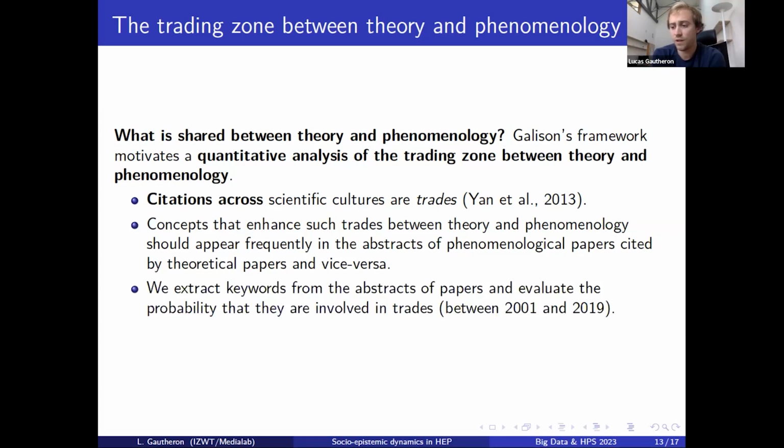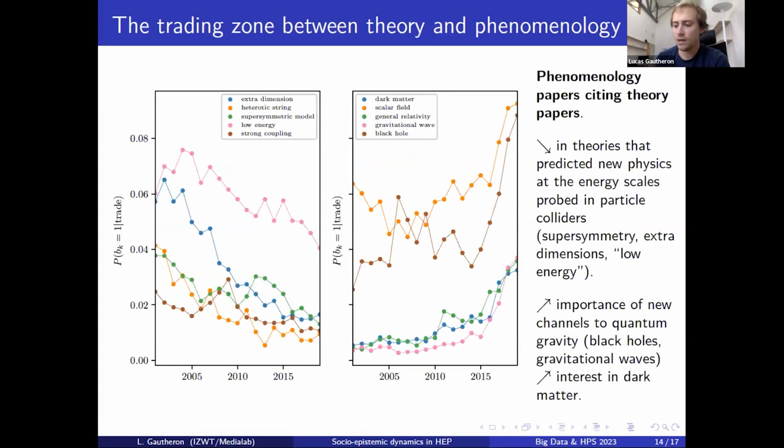And in order to unveil these concepts, we extracted keywords from the abstracts of papers that are involved in such trades between 2001 and 2019. We can start with phenomenological papers citing theoretical papers, and we look at those concepts for which the probability of occurrence in the trading zone has declined or increased the most. In other words, what we see here are the transformations of the trading zone between theory and phenomenology.